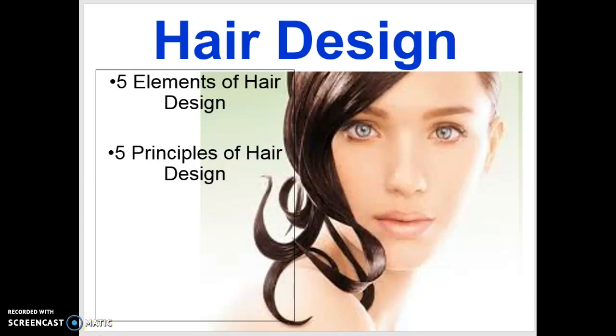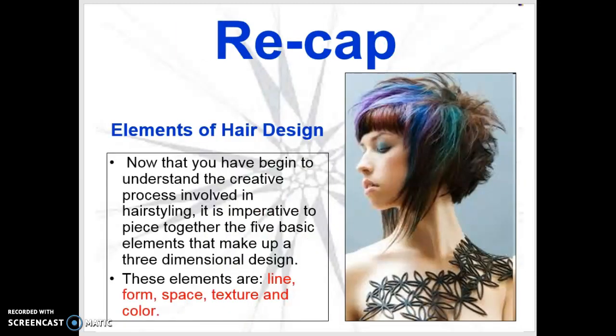Hair design. The 10 important things that you must know when you're going to start designing hair. Let's take a recap from last week. So the elements of hair design.